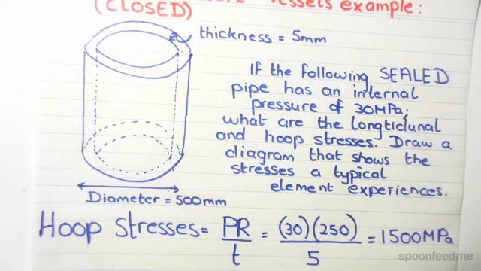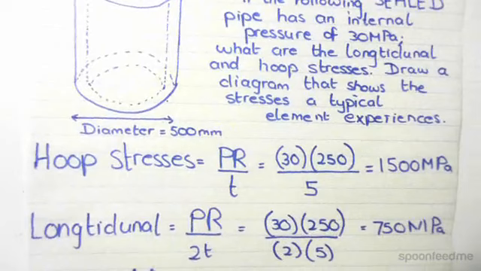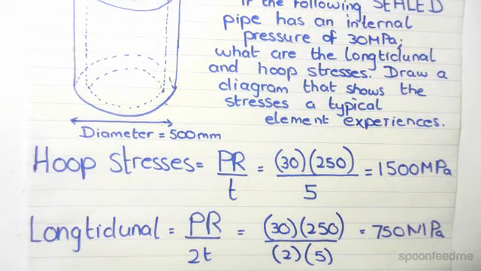Next, we also know that longitudinal stress equals pressure times radius divided by 2 times the thickness, which gives us 30 as the pressure times 250 as the radius over 2 times 5, where 5 is the thickness. This gives us a longitudinal stress of 750 megapascals.